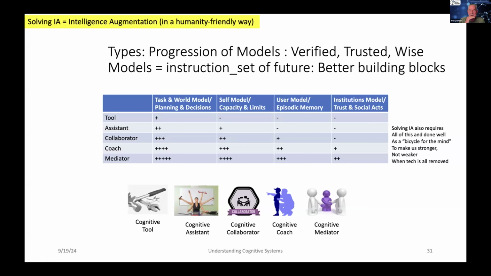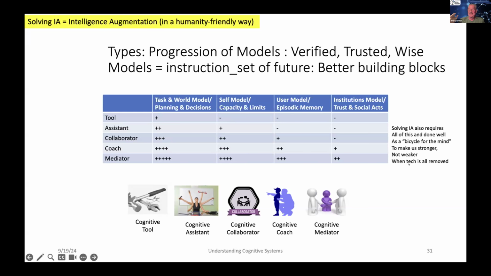And we came up with this model of a tool, an assistant, a collaborator, a coach, and a mediator, and the types of models that they would need to do a good job at all of these things. The mediator being a trusted mediator. Imagine an AI that you trust to do things on your behalf. Like for me, I trust my wife. She's a lawyer, and sometimes when I've got something complex to do, I'll say, Diane, you take care of it. You're better at this than I am.